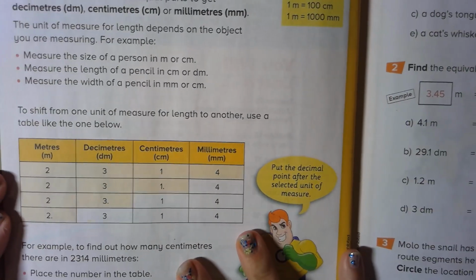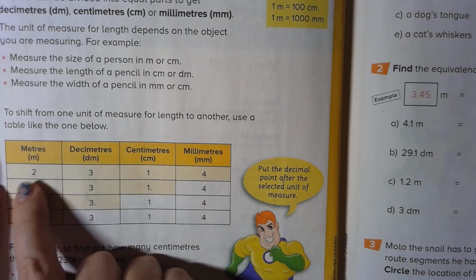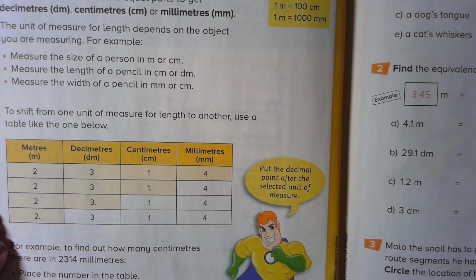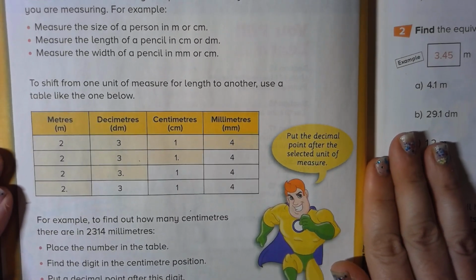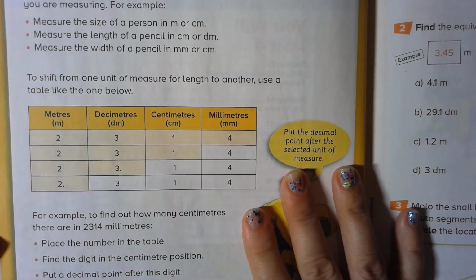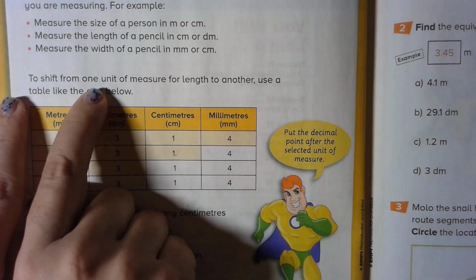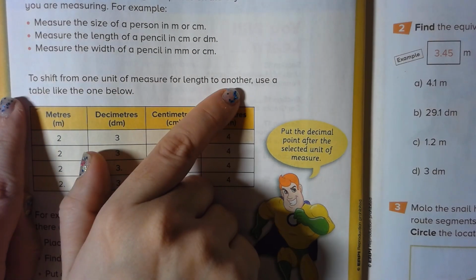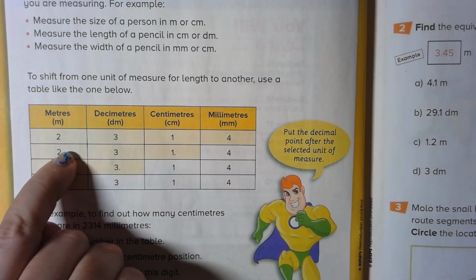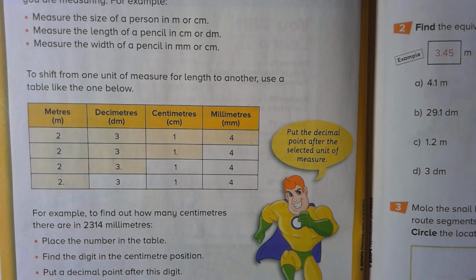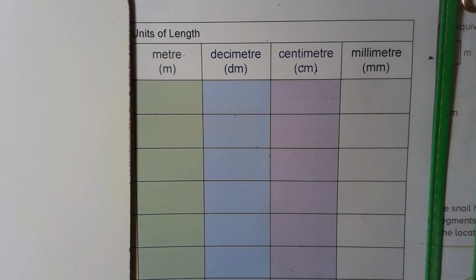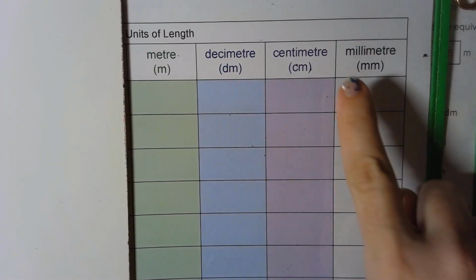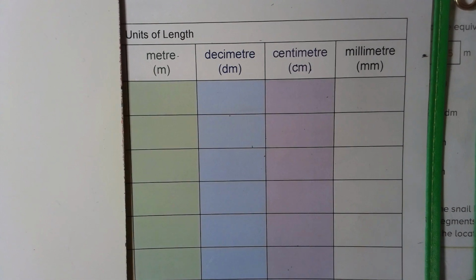So I was talking about how did I know how to convert, how to move meters to decimeters to centimeters to millimeters so easily? Well, thankfully, all we have to do is remember to move our decimal point. To shift from one unit of measure of length to another, use a table like the one below. It just so happens I have a table like the one below, and I'll give everyone one of these. It looks like this: meter, decimeter, centimeter, and millimeter. These are all units of length.